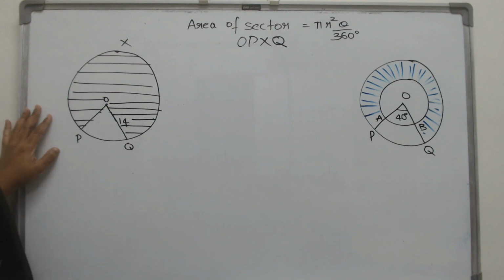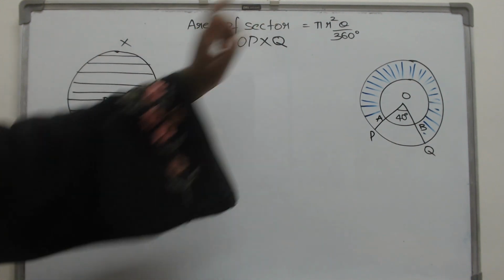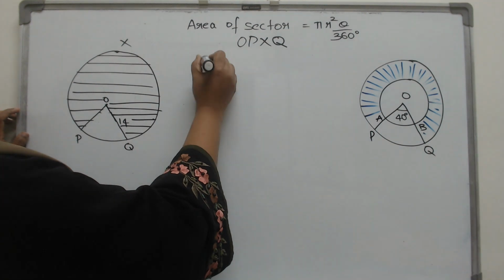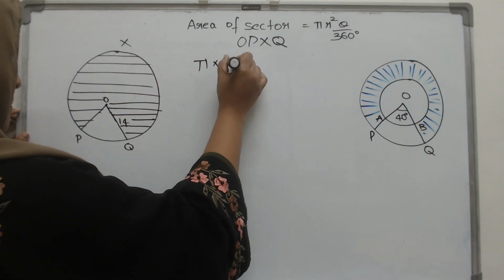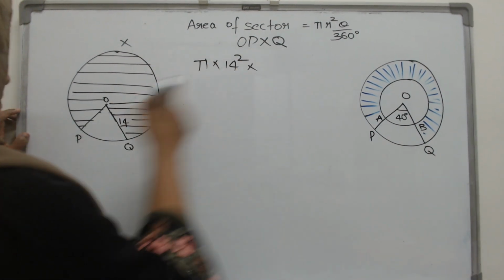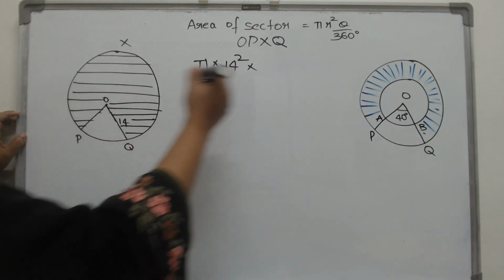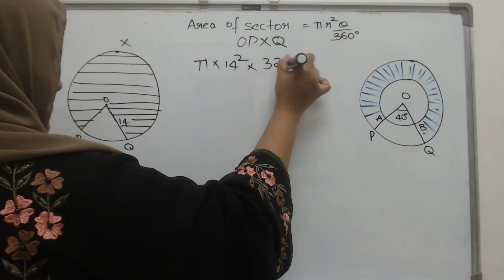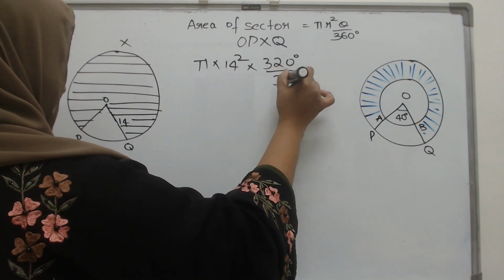And what is the area of that sector? It is given by such a formula. And what is the radius? We are taking only the bigger circle, right? So that means, and what is the theta for the bigger angle? It is 320 degrees by 360 degrees there.